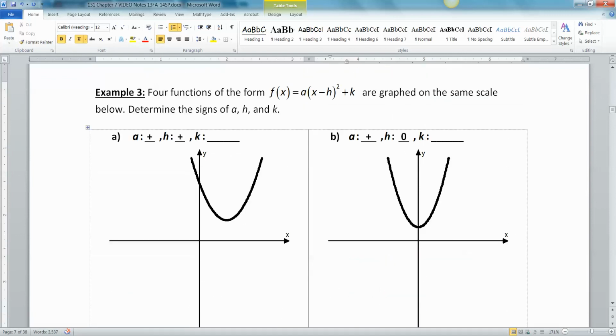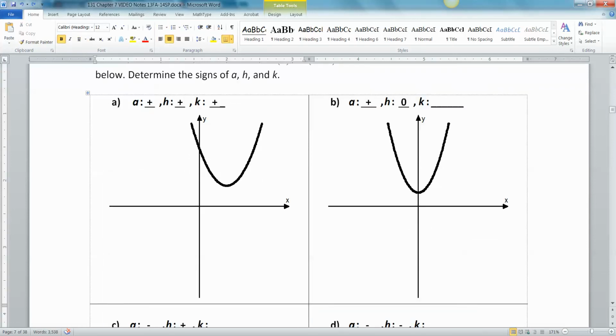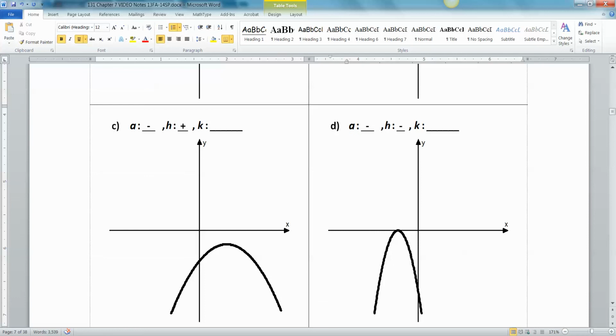All right, now let's go back up. K. K is up or down. So this graph has been moved up, right? Because the normal vertex is at the origin. So since it's been moved up, that gets a positive sign. There we go. Okay, now what about this one? Well, this one's also been shifted upwards. So that's also a positive K. This one's been shifted down, right? Because the vertex is from the origin downwards. So that's negative. So I'm going to put a negative sign there.